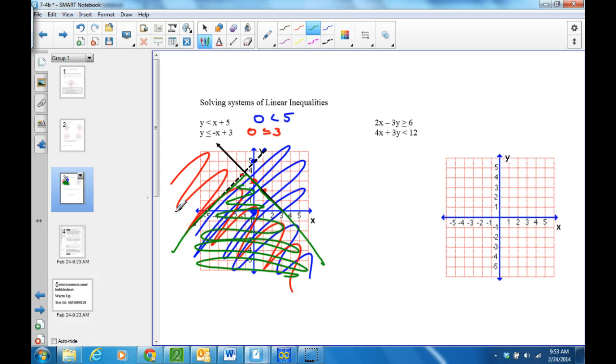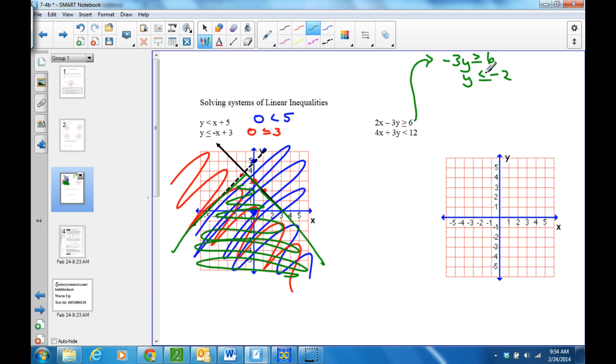Intercept form, not slope-intercept form. This is in standard form. So the easiest way to graph these ones is to find our intercepts. So I'm going to take this first one, put 0 in for x. When I do that, I have -3y is greater than or equal to 6. Okay, and when I divide both sides by a negative, what happens to my sign? My inequality flips direction, so it's going to be like this.